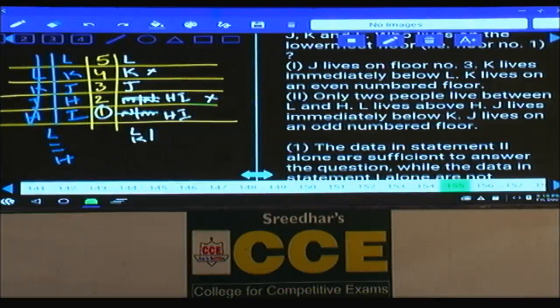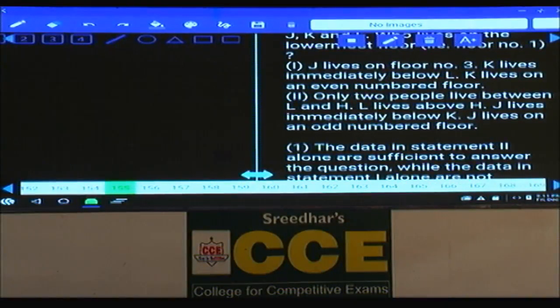With the help of 2 alone, we can definitely say that I is living on the ground floor, 1st floor. Hence only 2 alone is sufficient. Only 2 alone, that is given in choice 1. 155 is choice 1. Then next one, 156 to 159. Any doubts in this?